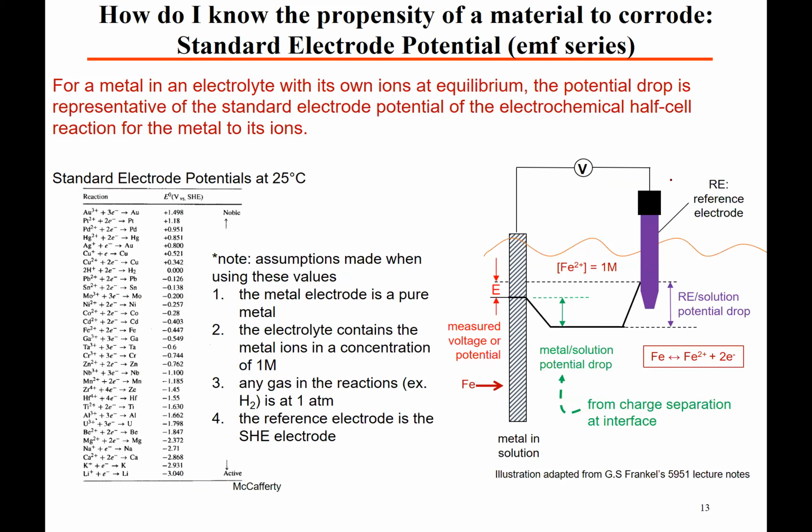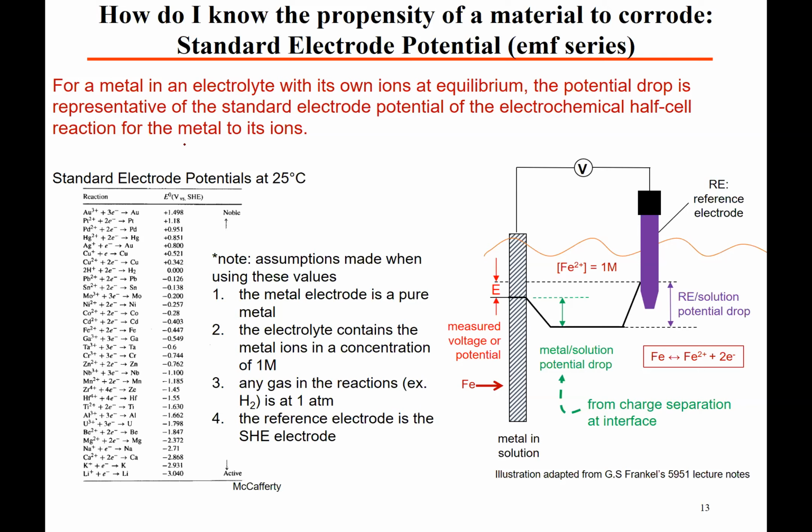Okay, so now we're going to talk about which material is more likely to corrode. And typically people talk about whether a material is more noble or more active. If we just think about thermodynamics, we haven't talked about the galvanic series yet, which we will, where we take into consideration the kinetics of the electrochemical reaction.